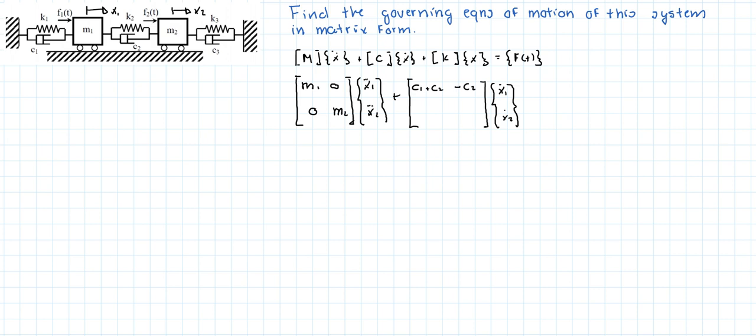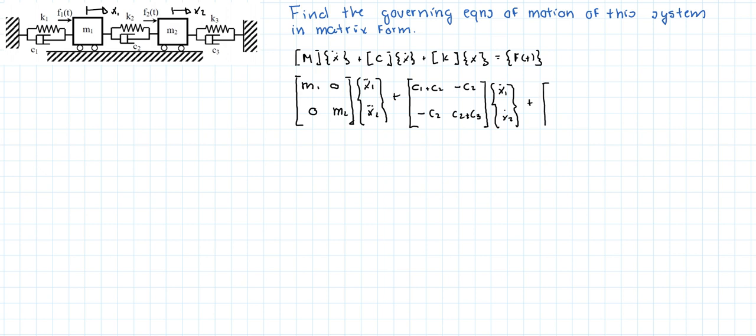Now I said that they're symmetrical. It's true, but let's just apply the same logic and say we're not on the diagonal, so what attaches x1 to x2? Well, that's minus C2 again. Now for the second mass, what is attached to it in terms of dampers? It's C2 and C3, so we will have C2 plus C3, and we're done.